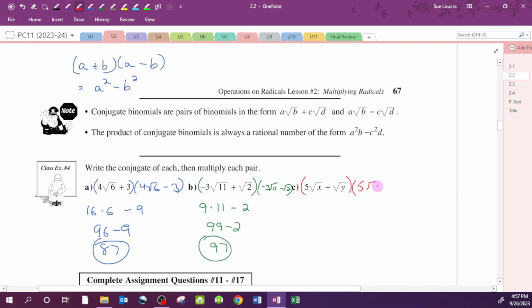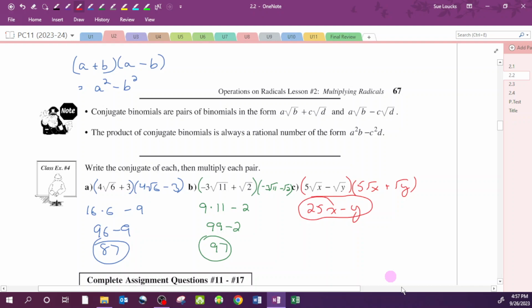And the last one is 5 root x plus root y. So we get 5 times 5 is 25x, minus root y times root y is y. And there's nothing I can do to simplify that. So I'm done. That's it.